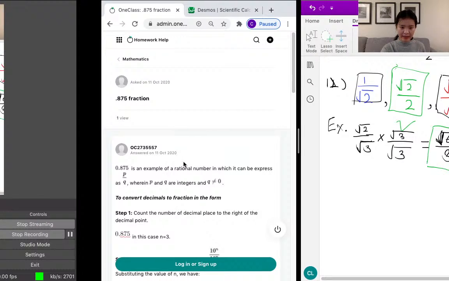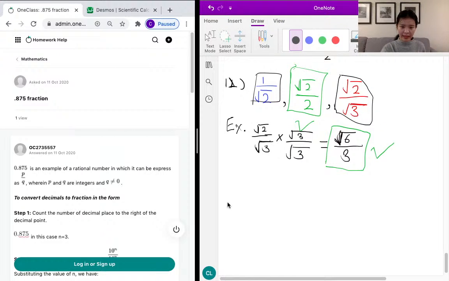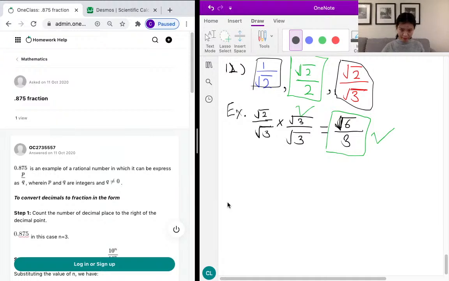Our next problem asks us to convert 0.875 as a fraction. So 0.875 as a fraction.